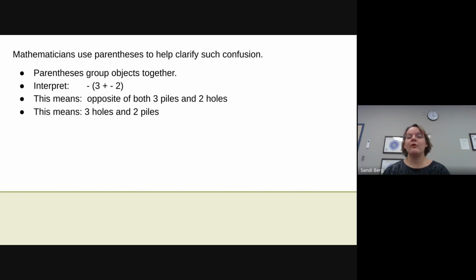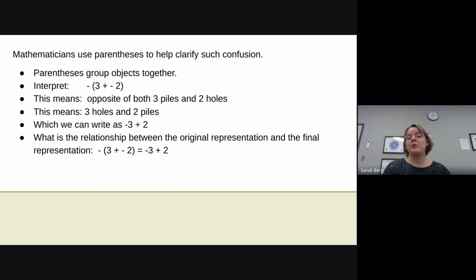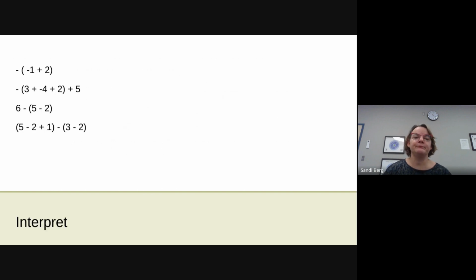Okay, so here's the explanation of how that could be explained to students, and what is the relationship between that first representation and the second representation. And we don't ask that enough. We need to ask constantly. If I start with a representation and I change it, but they're still equivalent, what's that relationship? Why are they the same total value?